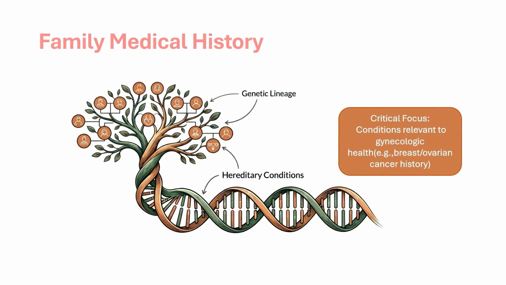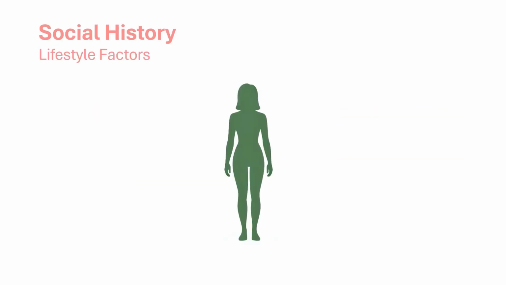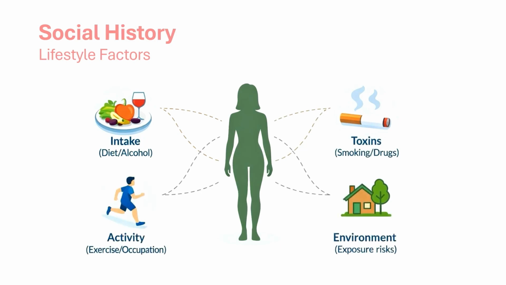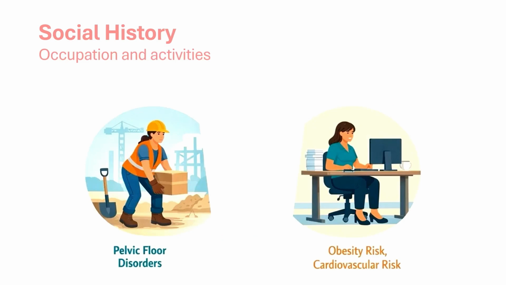breast, ovarian cancer history. Social history: lifestyle factors, details on diet, alcohol use, smoking, drug use, activity, and environmental factors that may affect gynecologic health. Occupation and activities: relevant information about the patient's occupation, physical activities, and hobbies.